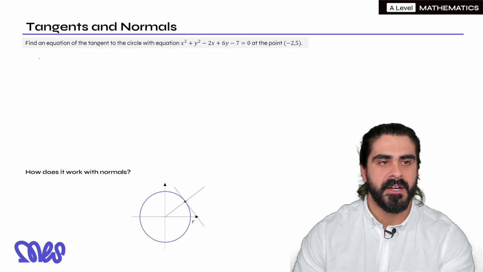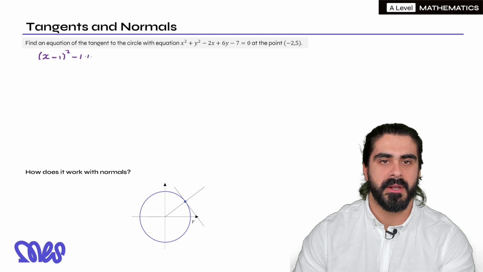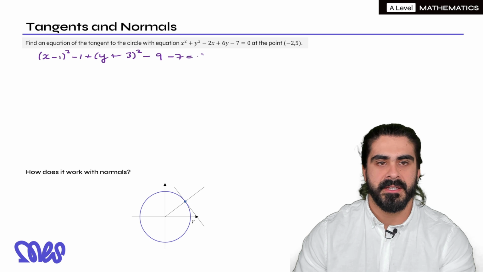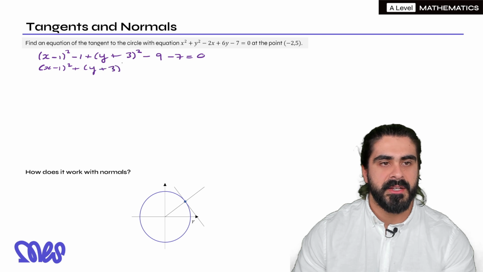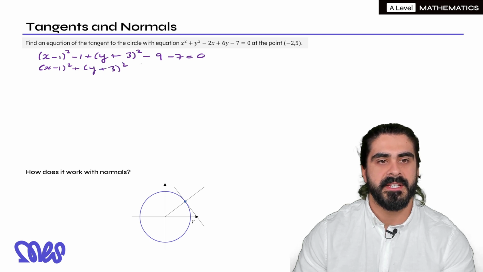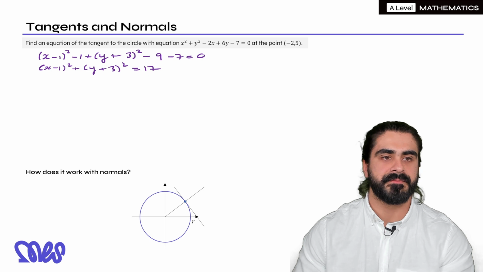So here we're going to get x, so we half the coefficient of x, which is minus 1, squared, subtract 1 squared, which is just 1, plus y, plus half the coefficient of y is 3, squared, minus 3 squared is 9, then we have minus 7 is 0. So we're left with x minus 1 squared plus y plus 3 squared, minus 10 minus 17, move it to the other side, 17.